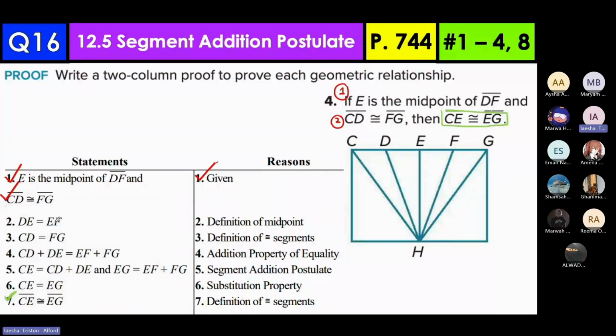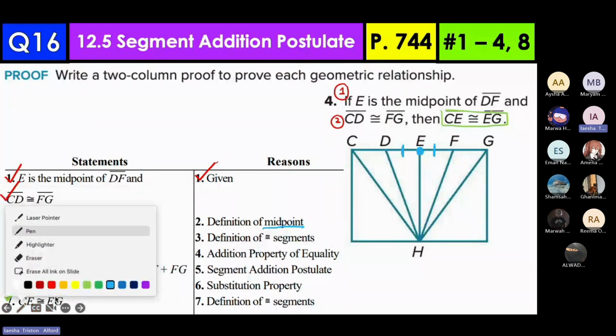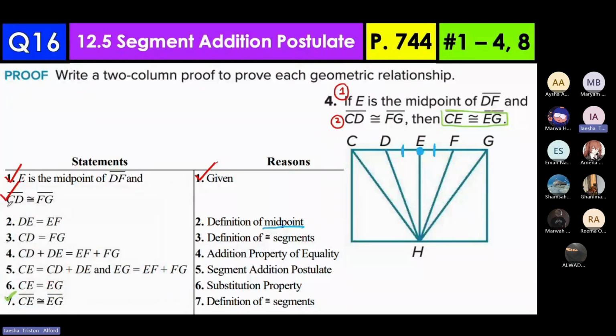So we have DE is equal to EF. DE equal to EF. How do we know? E is the midpoint. If E is the midpoint, we cut here. The left is the same as the right. So you put midpoint. From line 2 to line 3. Line 3 is using the second given. So this given.